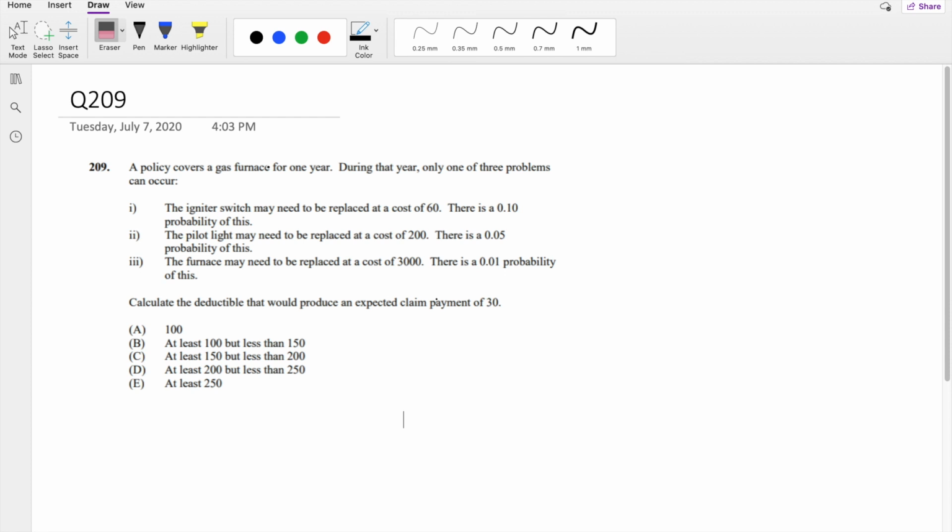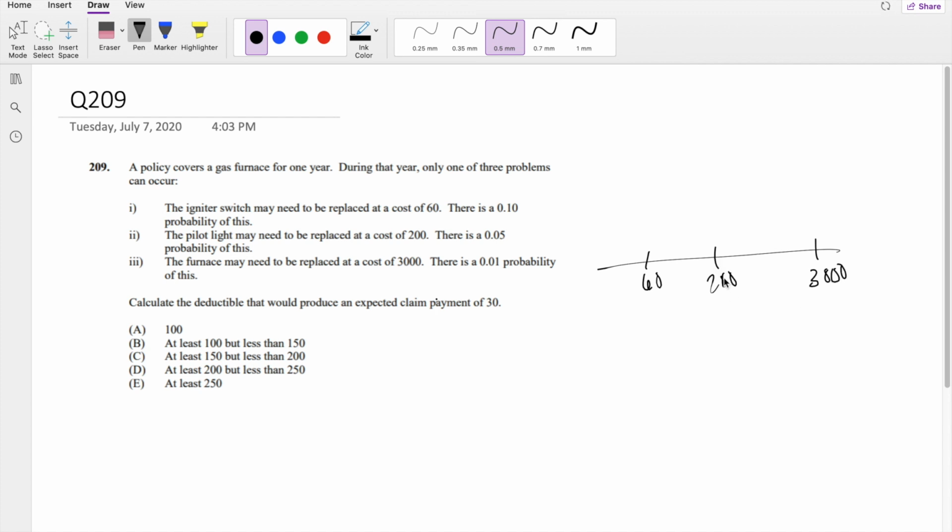So pause the video quick and try this problem yourself. Okay, so let's just dive right in. They're saying the expected value of this claim payment after the deductible is equal to 30. So let's say this is 60, this is 200, and this is 3,000.